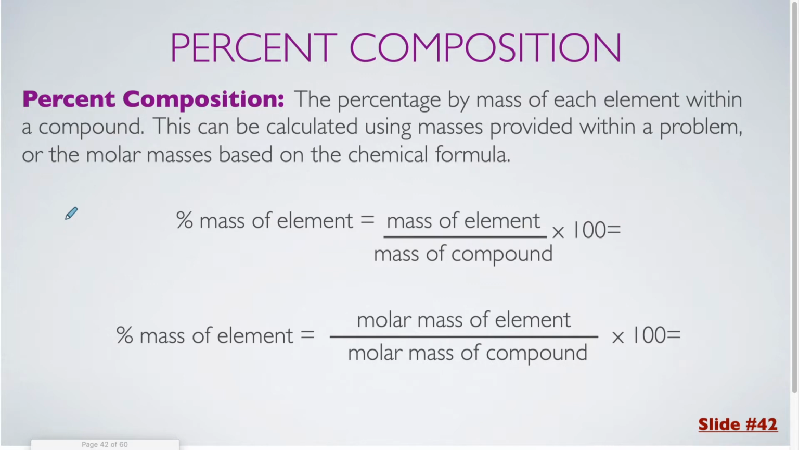So if you were given the masses of each component within the problem, you would simply take the mass of the element and then divide by the total mass of the sample. If you were only given a chemical formula, instead you would use the molar masses on the periodic table. So you'd use the molar mass of the element, and then you would divide by the molar mass of the total compound. And you would simply do this for each of the elements that are listed.